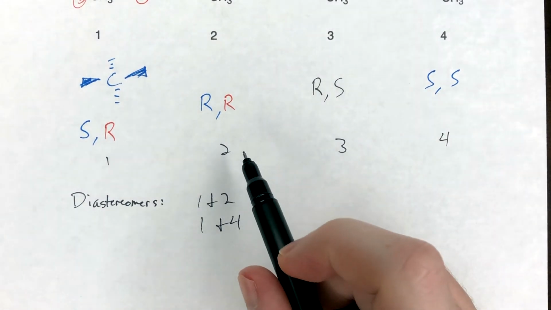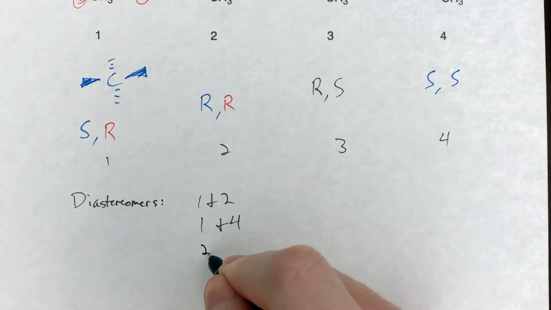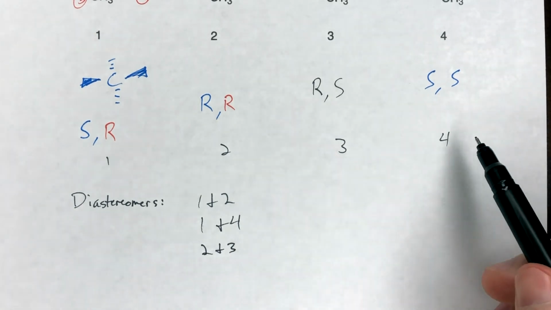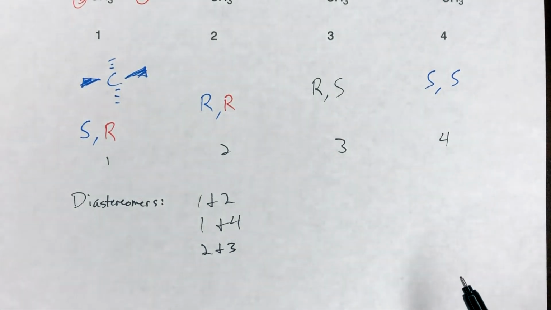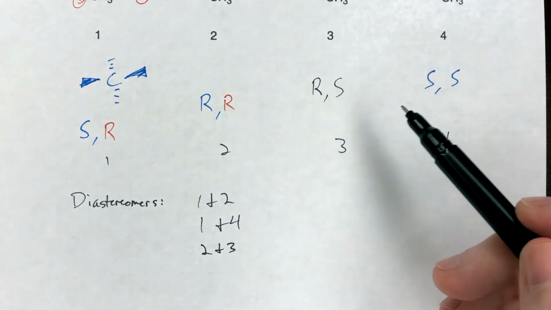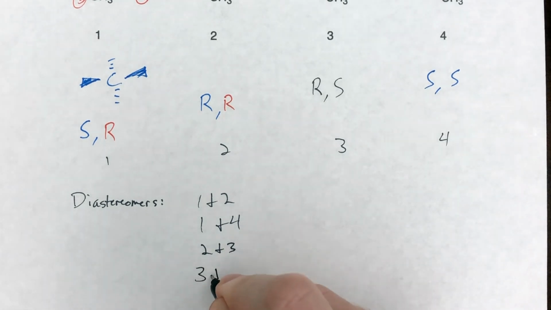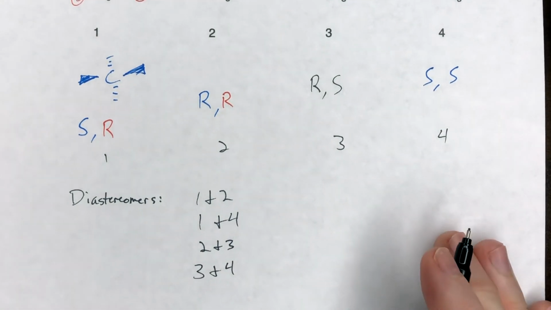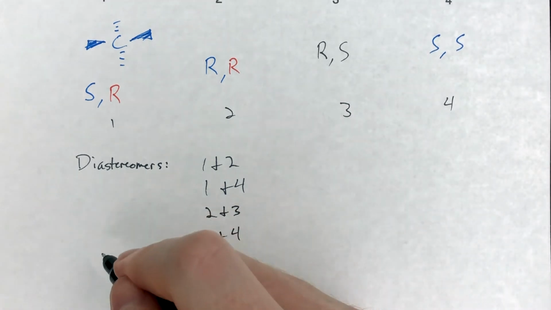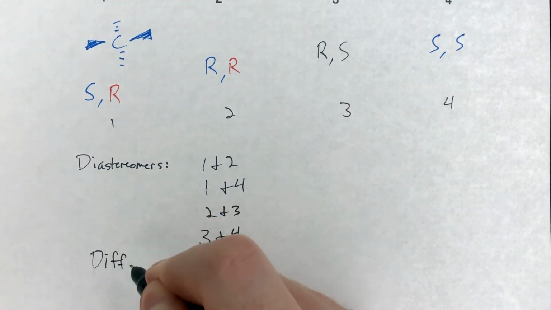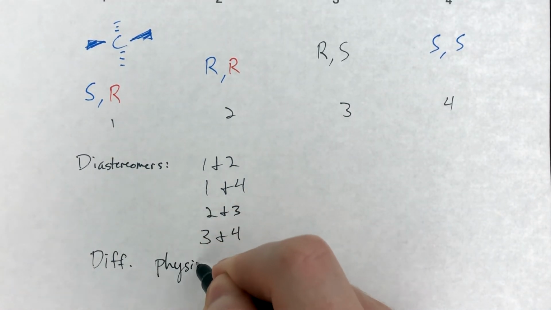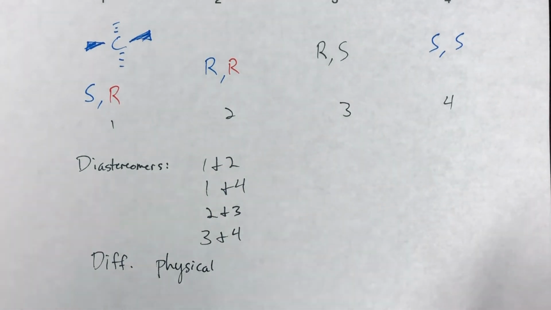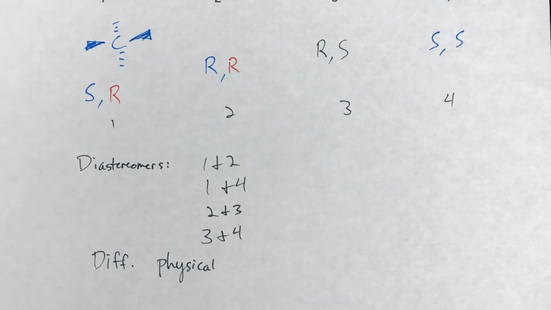Okay, now if you move to 2, 2 and 3 are different at one position. 2 and 4 are enantiomers. They're different at both positions. And if you move to 3 and 4, they are different at one position, which is also diastereomers. So the diastereomers group you would expect to have different physical properties because these are not related by rotation or mirror image, so they are completely different structures, and as such they will have different physical and chemical properties.